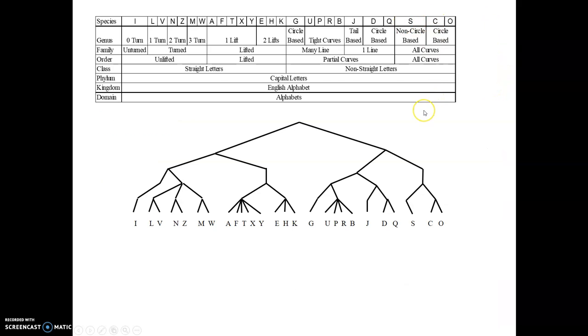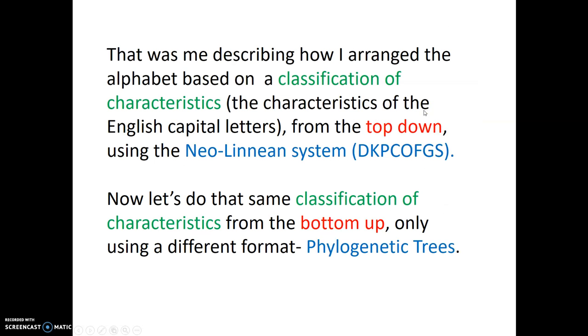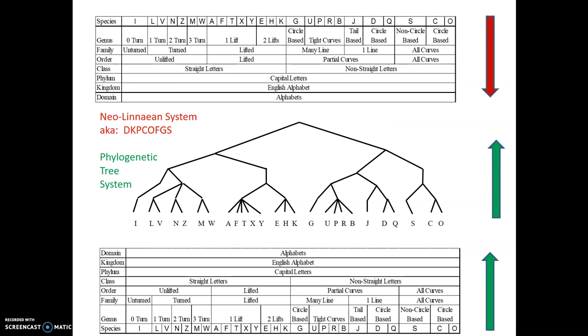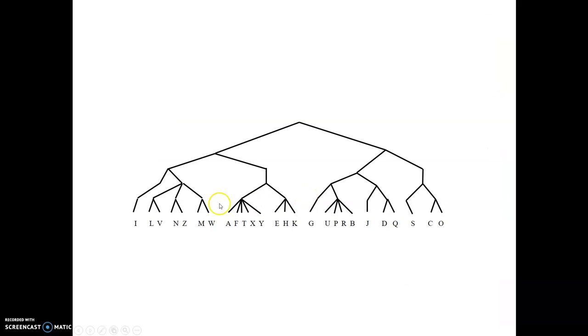So what was the point of all this? Because they are a classification of characteristics. One I did from the top down, the other from the bottom up, and one I did with the Linnaean system, and one with phylogenetic trees. Is that making all sense now? I hope so. So there's the phylogenetic tree.